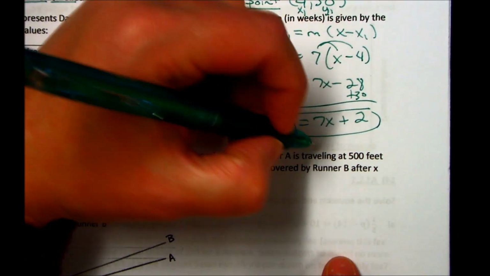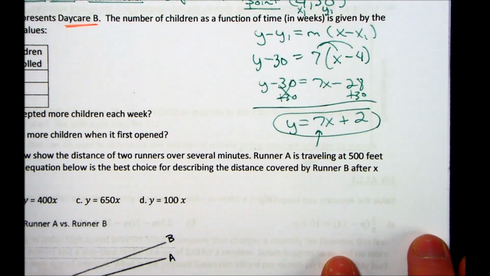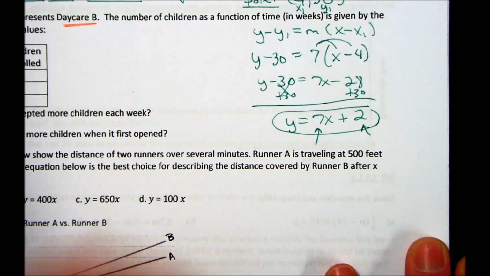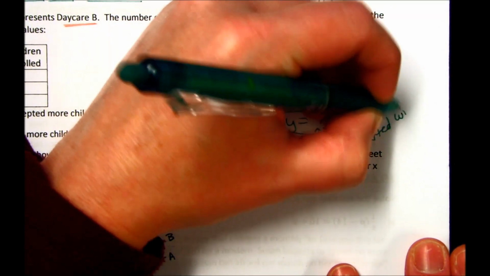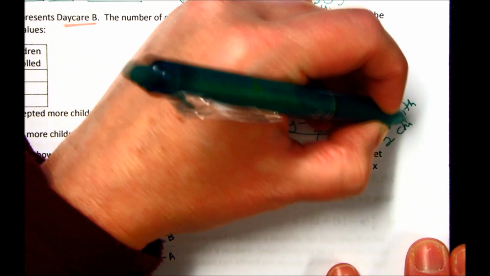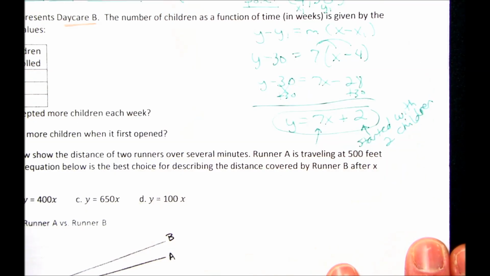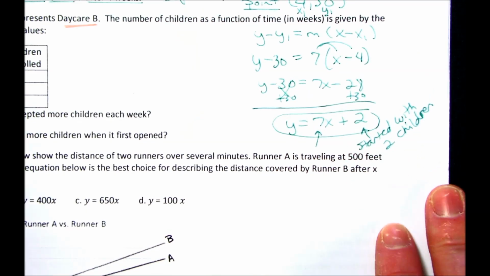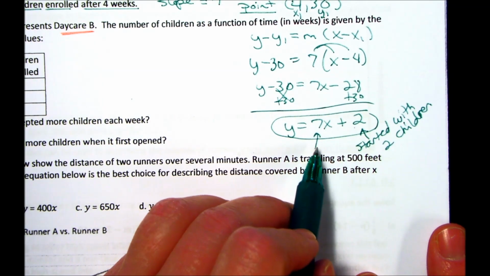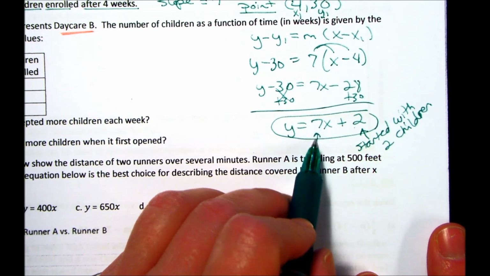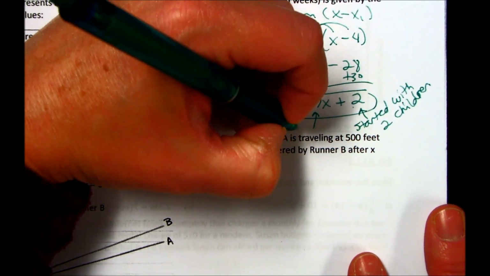So what does this tell us? Well, our rate of change is still 7 children per week, but the 2 now is our starting value. So this is what we started with: 2 children, maybe, in the daycare. That's basically our y-intercept. So at week 0 we had 2 children already, but then they're increasing 7 children per week.